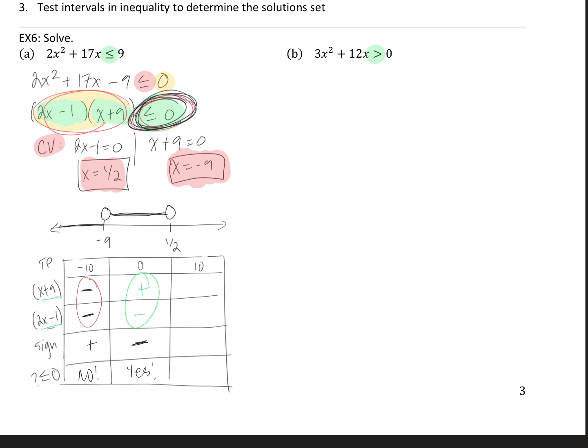And again, remember, we're filling in the equal signs here because it can be equal to those numbers. How do I know that? Based on the inequality sign I was given in the beginning. We had that equal to symbol.